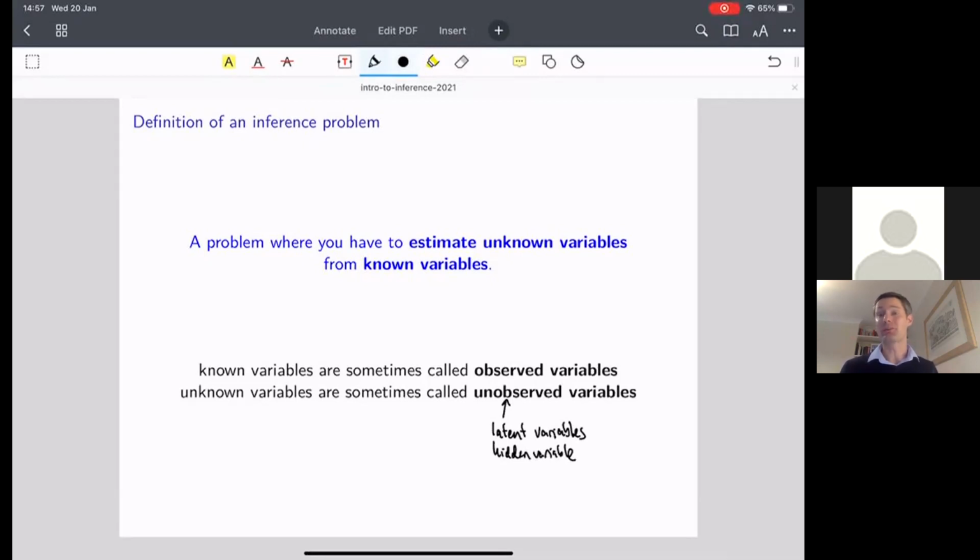And in the course, you'll see tons of examples of where such inference problems are useful, and we will give you a set of tools for solving inference problems that will work in lots of different contexts.